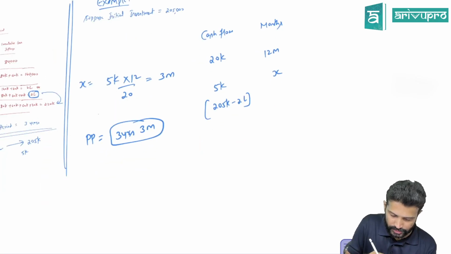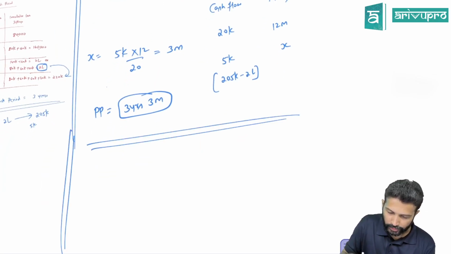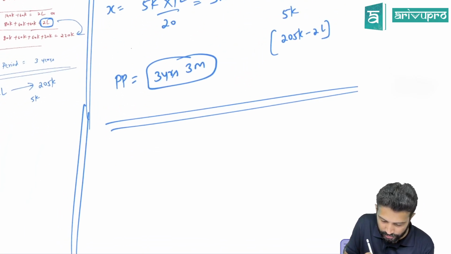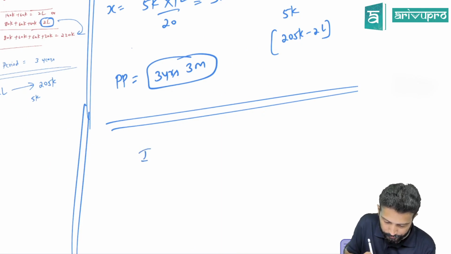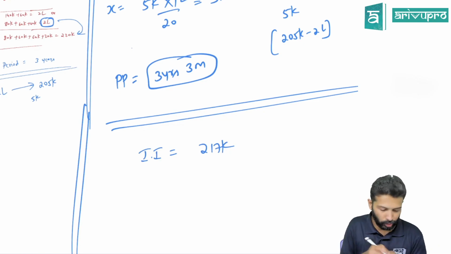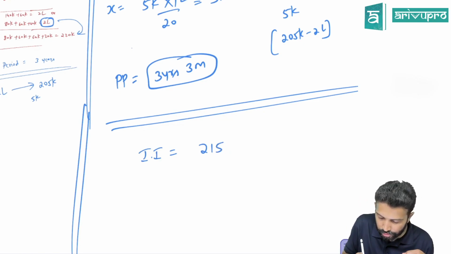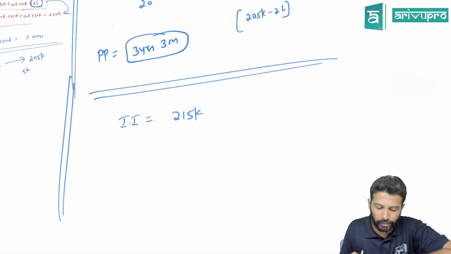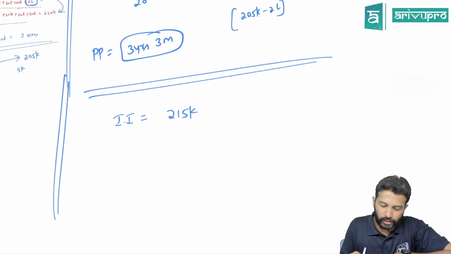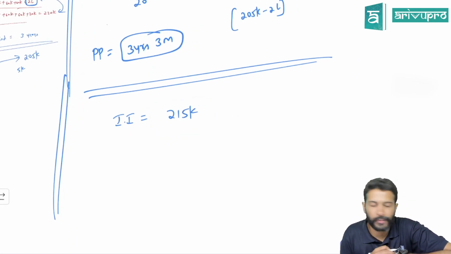Okay, someone raised a doubt, so let's construct one more example. Let's say the initial investment is 2,17,000. Possible, or maybe we'll make it 2,15,000. Can you now calculate the payback period for me? Let's see. Now, if the initial investment is 2,15,000, what will be your payback period?